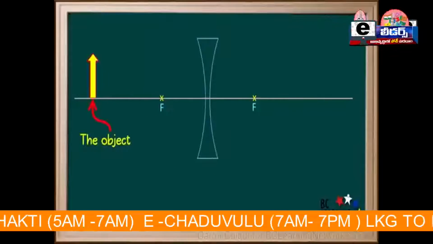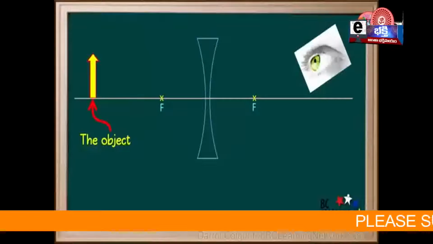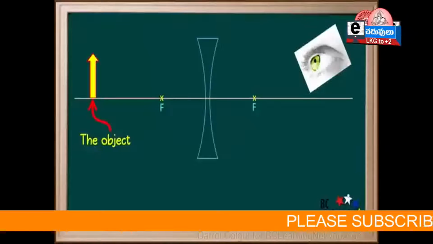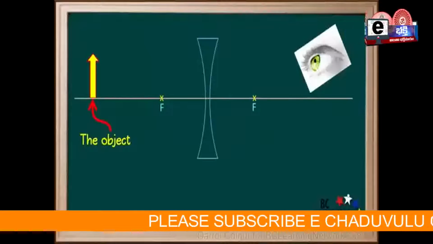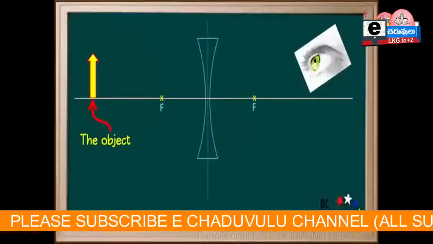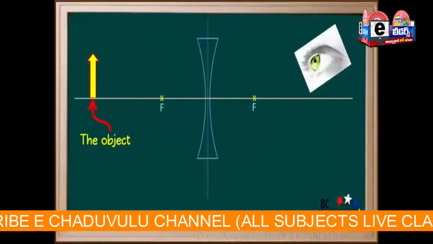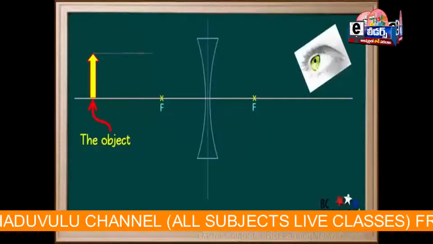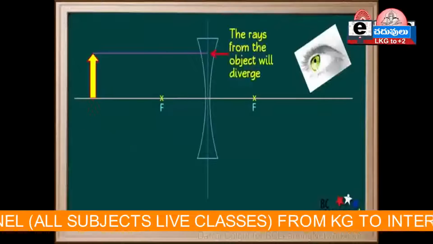Here is the object we'll use for this example, a yellow arrow. In this case, we are looking at the object through the lens from the other side. We'll start by drawing a vertical line straight through the center of the lens like this. Next, we'll draw a horizontal line from the top of the object straight to the center of the lens. This must be parallel to the principal axis.